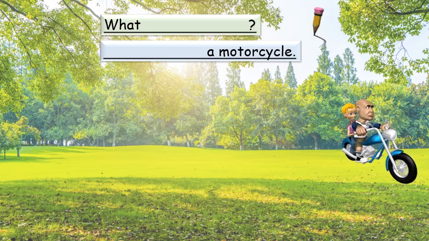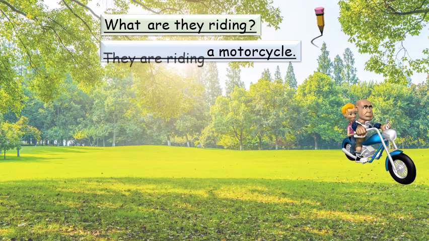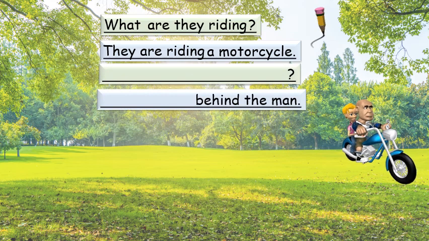Present continuous, question and answer. What? Answer, a motorcycle. What are they riding? The answer? They are riding a motorcycle. Question and answer.